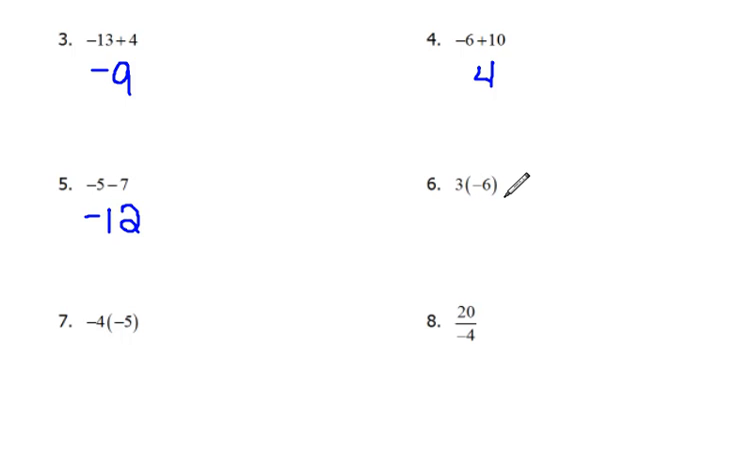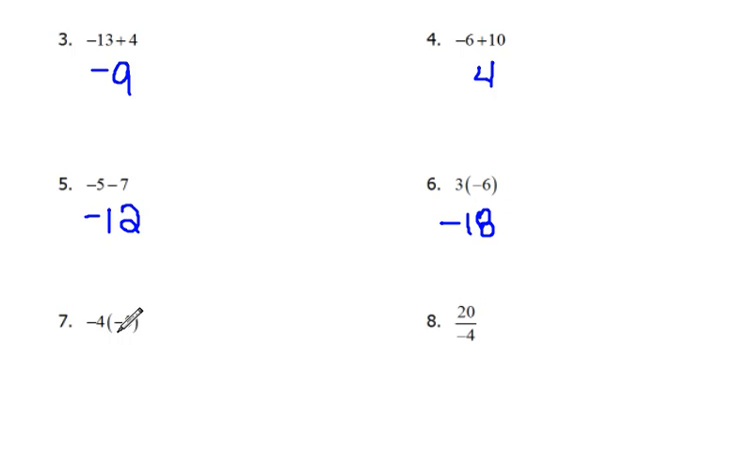Now on this one, we're actually multiplying. So our rules for multiplication and division take over. So when we multiply, 3 times 6 would be 18. Now our signs are different, so the answer is always negative.